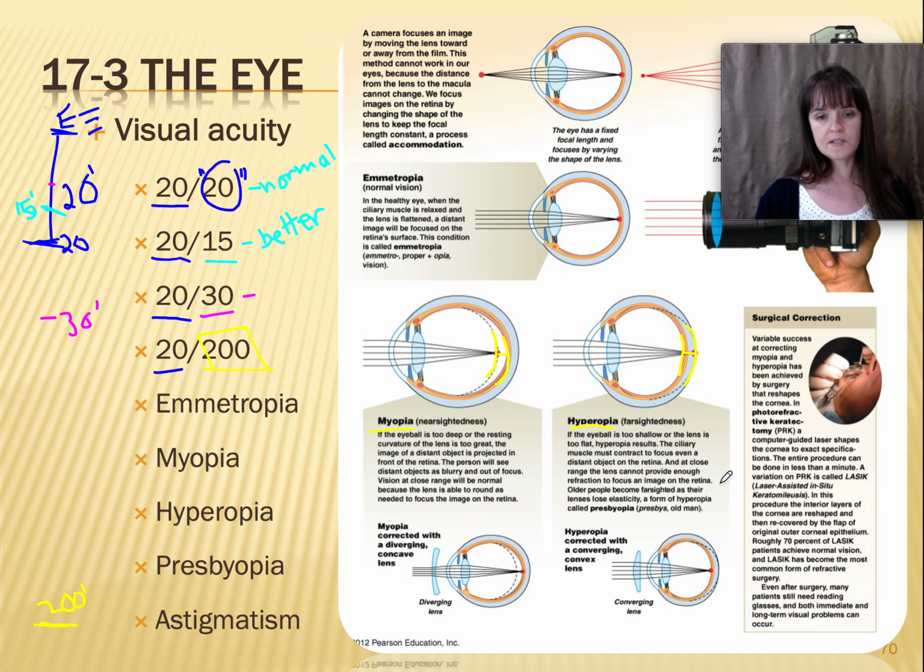And then presbyopia, is that on this picture? No. Presbyopia is an age-related farsightedness due to a loss of lens elasticity. So basically, once you hit 40, you're going to have the presbyopia, and you're going to need the readers, the glasses, which is especially weird if you were nearsighted, because now you're both nearsighted and farsighted, and you get bifocals.